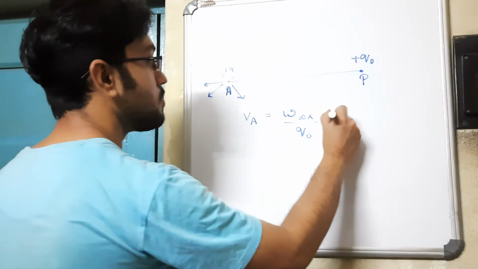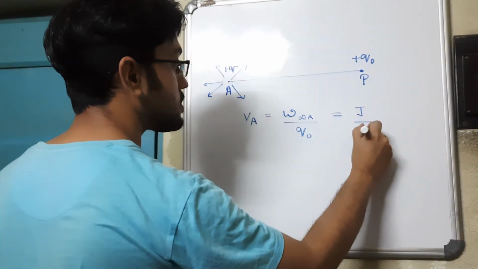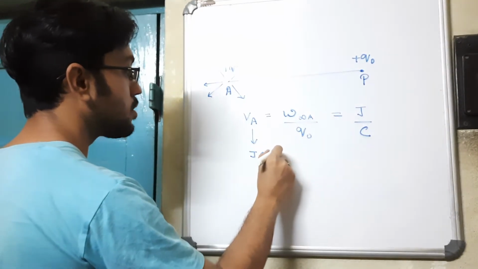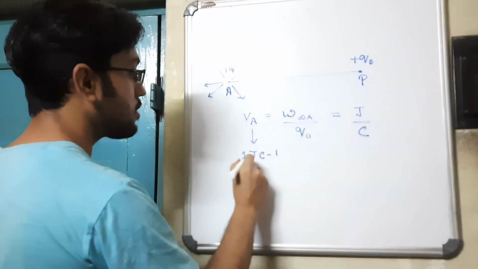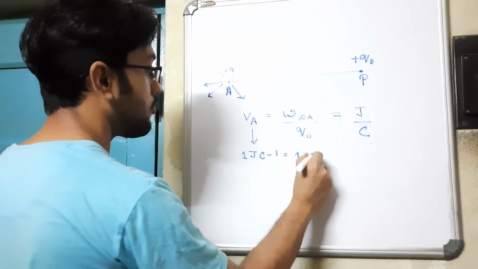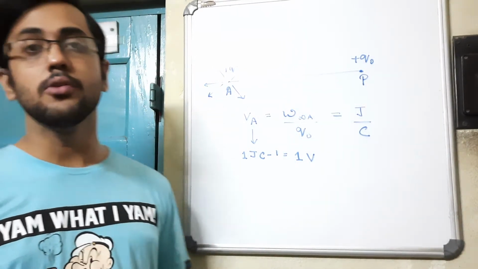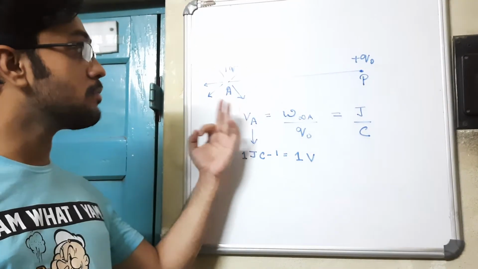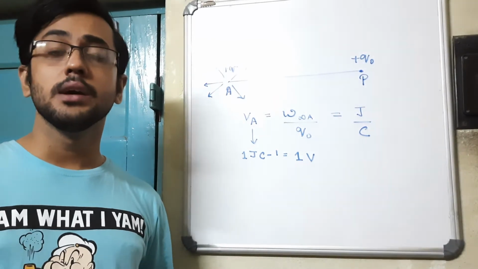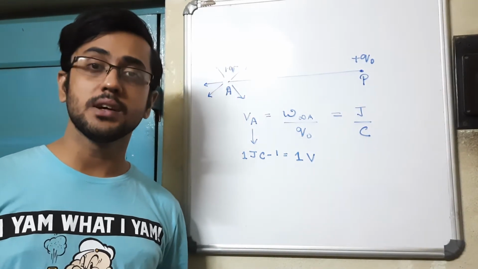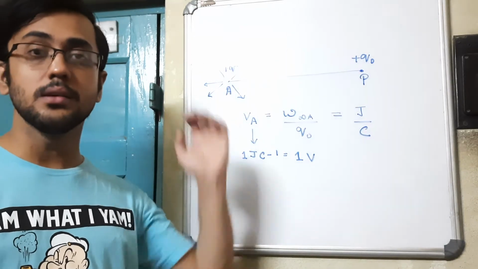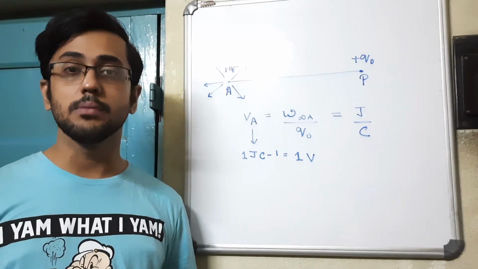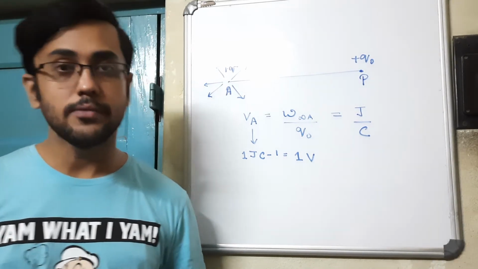And since the unit of work done is joule and the unit of charge is coulomb, the unit of electric potential is joule per coulomb. And 1 joule per coulomb is defined as 1 volt. So how do we define 1 volt? The electric potential at a point, or between 2 points, is said to be 1 volt if the amount of work we have to do in order to transfer a charge from that point to the other is 1 joule, and we have to remember that the magnitude of the charge is 1 coulomb. So that is how we define 1 volt.